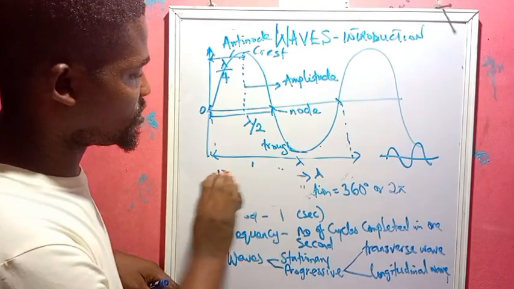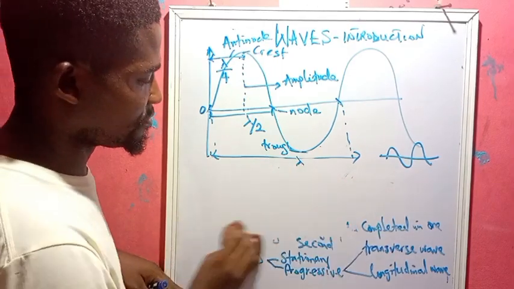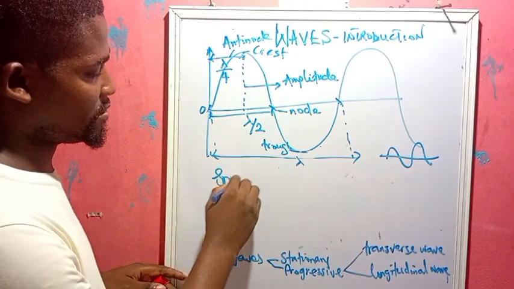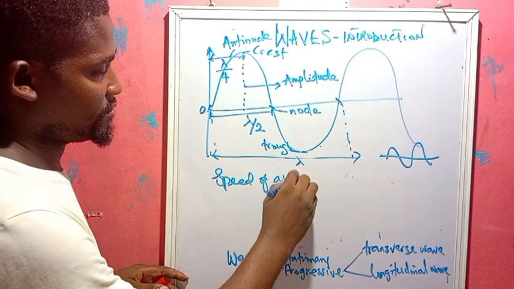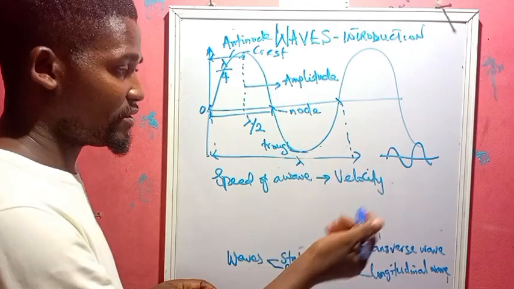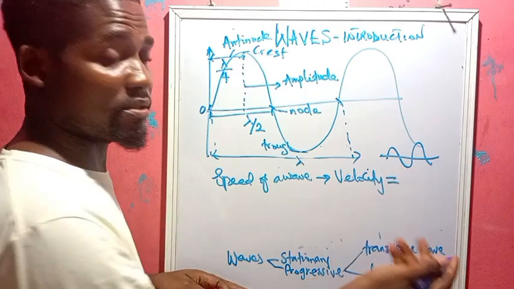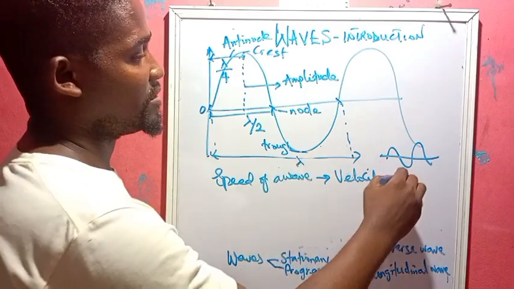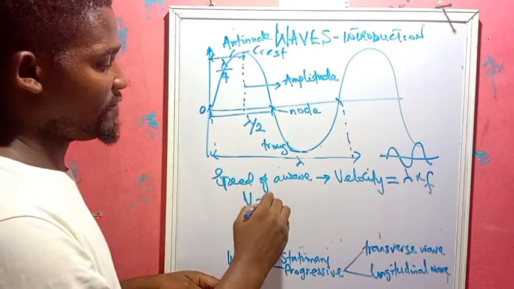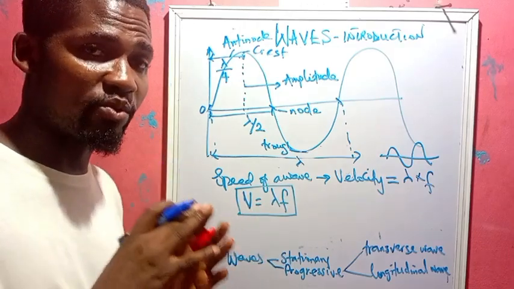I hope you're understanding what a wave is essentially. We're saying the speed of a wave as it travels is expressed as its velocity. This is equal to frequency times wavelength. The wavelength, take note, is lambda. So we have lambda times frequency. In other words, the speed of a wave is equal to lambda f. That's one basic formula we have to take note of.